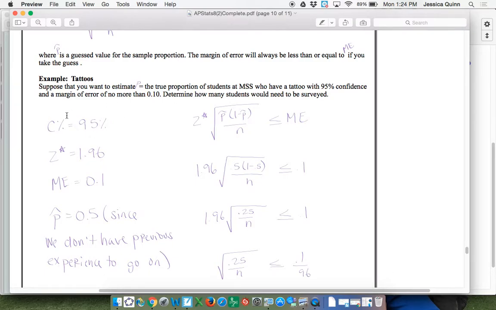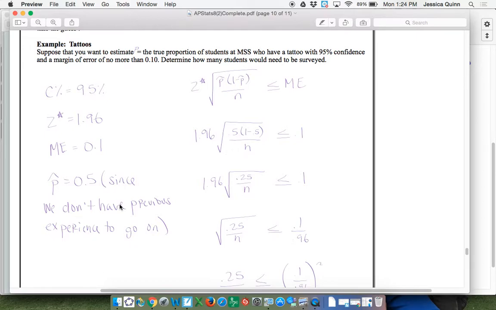So our confidence level is 95%, which correlates to a Z-star critical value of 1.96. We want the margin of error to be 0.1. And let's say I have absolutely no idea in the past how many Mayfield students have had tattoos, so I'm just going to use 0.5 as my p-hat. So you plug all that in. Our Z-star value is 1.96, our p-hat is 0.5, and our 1 minus p-hat is 0.5. Then we get 1.96 times the square root of 0.25 over n is less than or equal to 0.1. It's hard to see, but there is a decimal there.